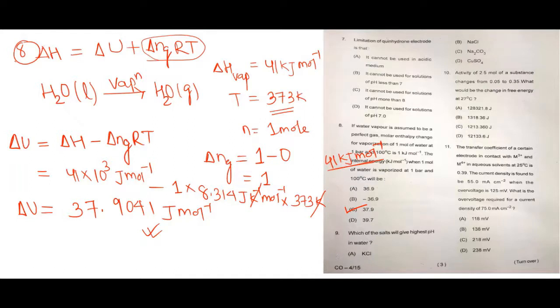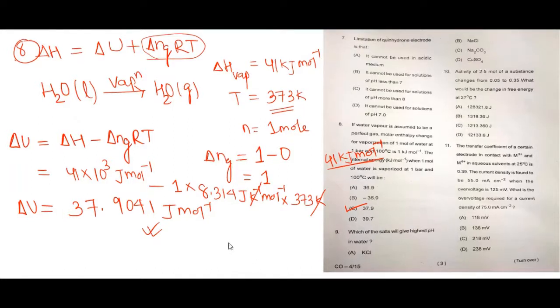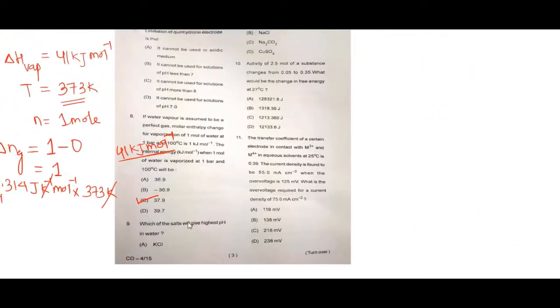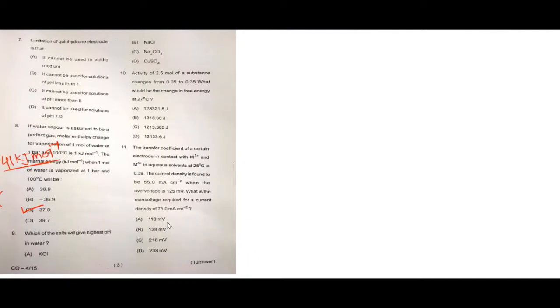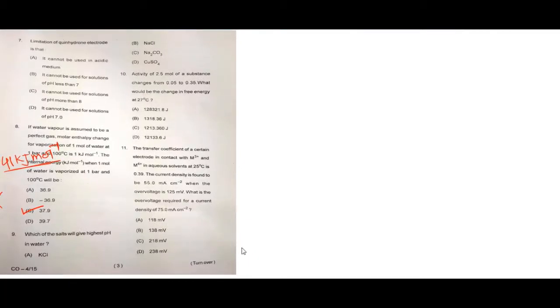Question number 9 is very basic and fundamental. What will be the question? Which of the following salts will give the highest pH in water? Highest pH means it will definitely be greater than 7, 8, 9, 10, up to 14. Highest pH means basic condition. Look at the given options. First option KCl, potassium chloride, second sodium chloride, third sodium bicarbonate, and fourth option copper sulfate.